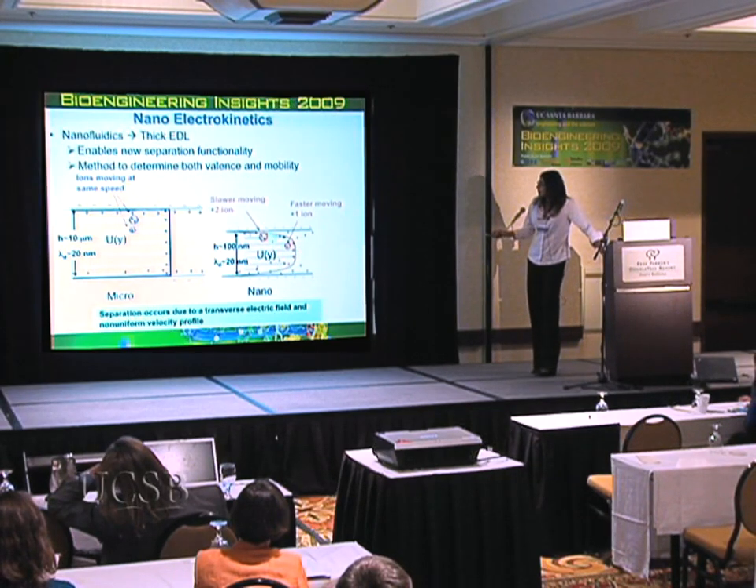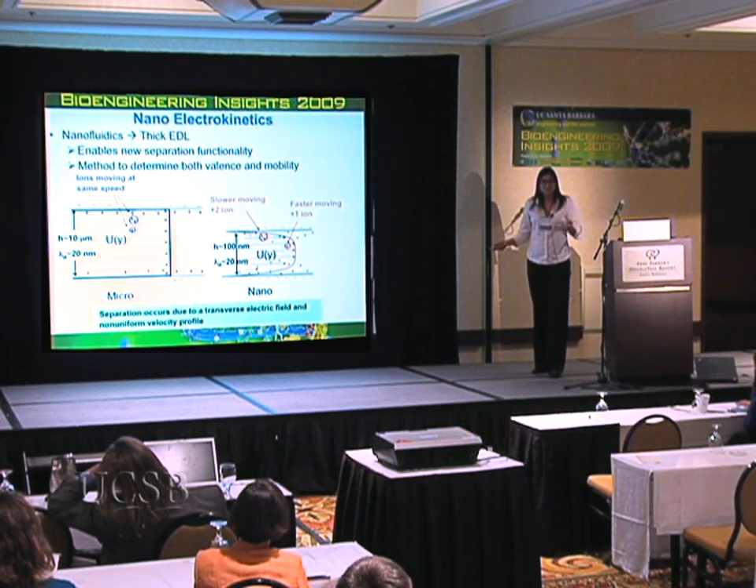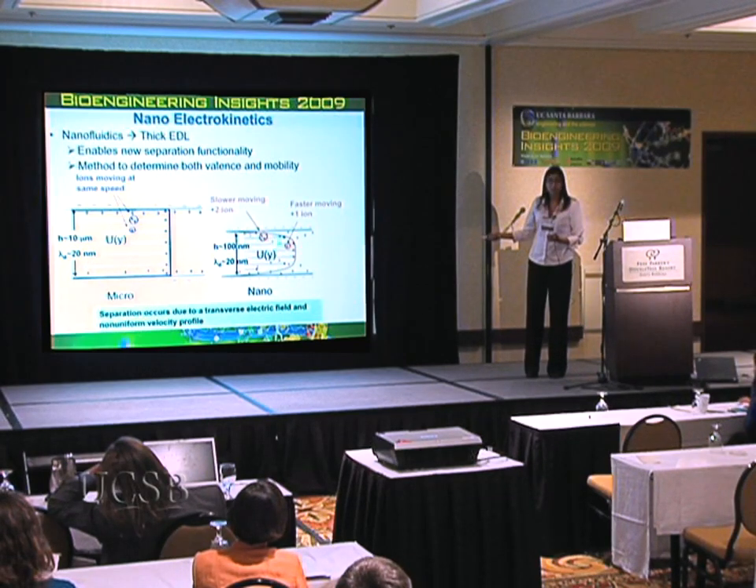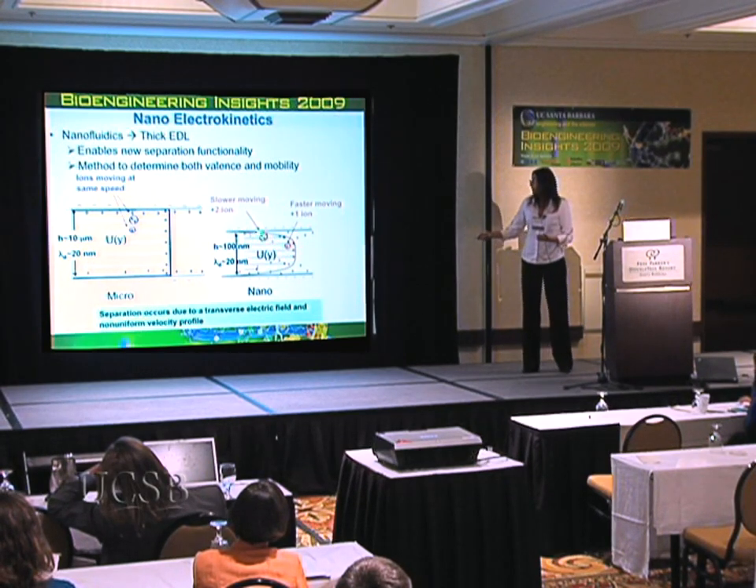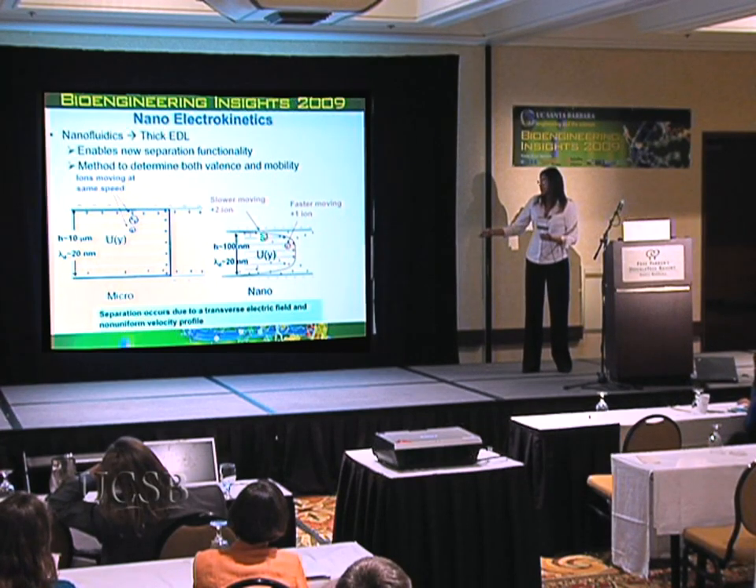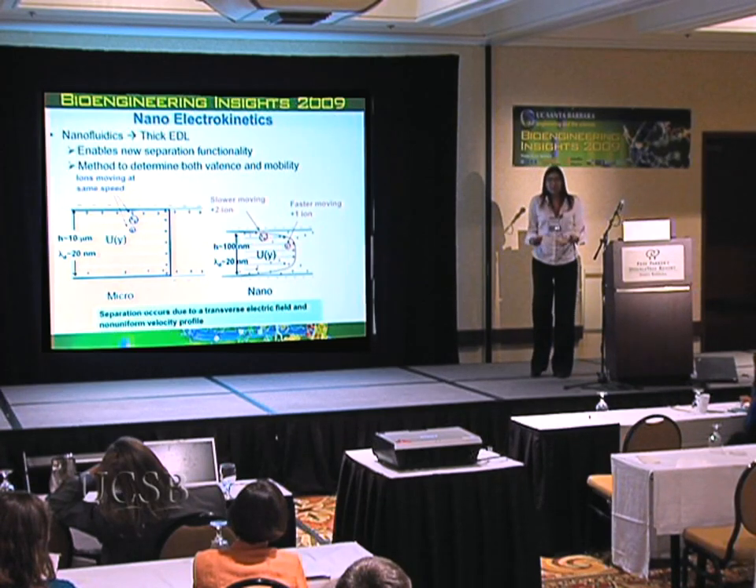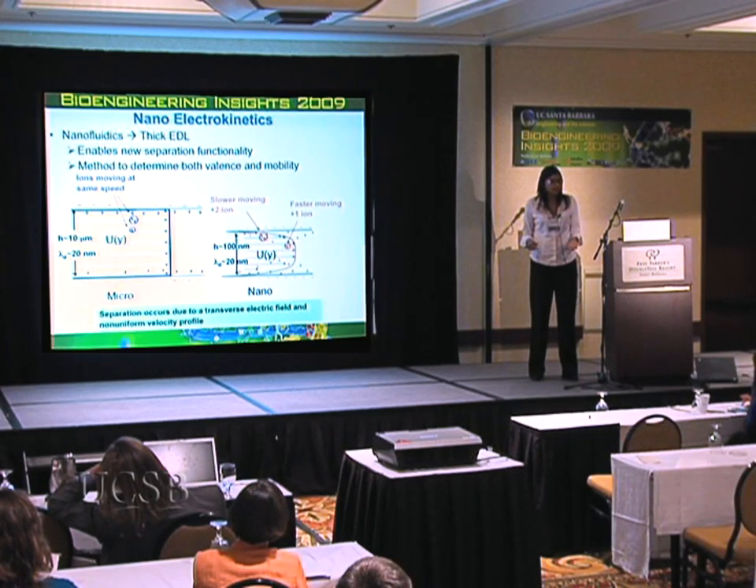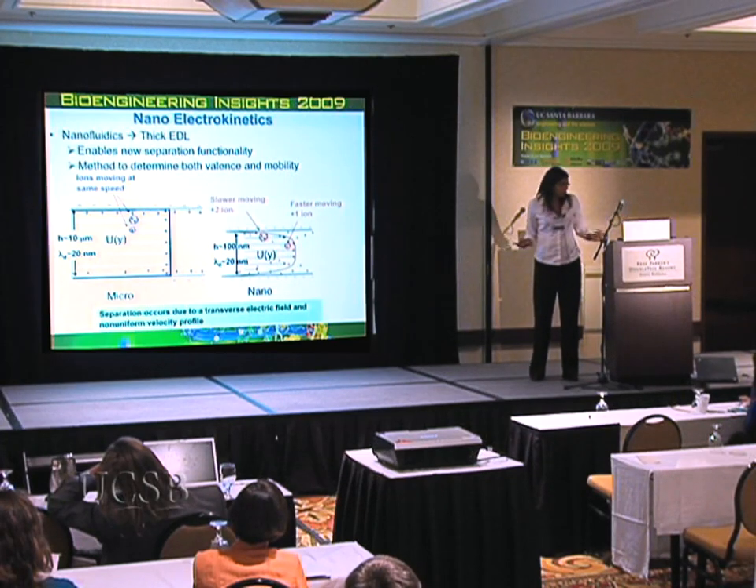What does that mean? It means that you get coupling between the slower moving ion close to the wall and the fact that it's slow near the wall. So the larger your charge is, the slower it's going to go. So if you have these two charges with the same exact electrophoretic mobility, they wouldn't separate in a microchannel. Because of this unique transverse electric field and non-uniform velocity profile, they separate in a nanochannel. So this allows you to do something that you just can't do at the microscale, something that no other technology can do, but the nanoscale allows you to do this for small ions.